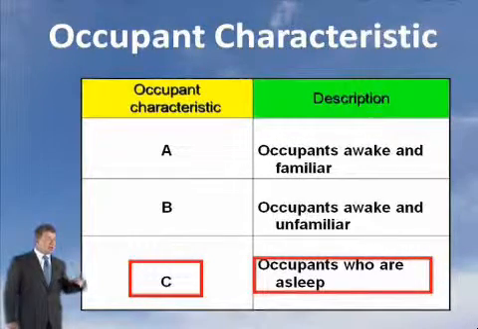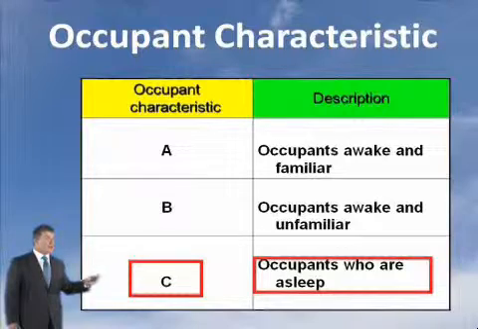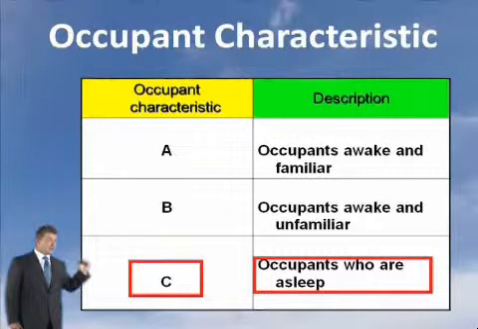Now D and E are there ready for when they do eventually bring in hospitals, which is D, and E, which is railway stations and airports. At the moment you can't use them for D and E, but they're ready there waiting for when they do bring them in. So that's the occupant characteristic.